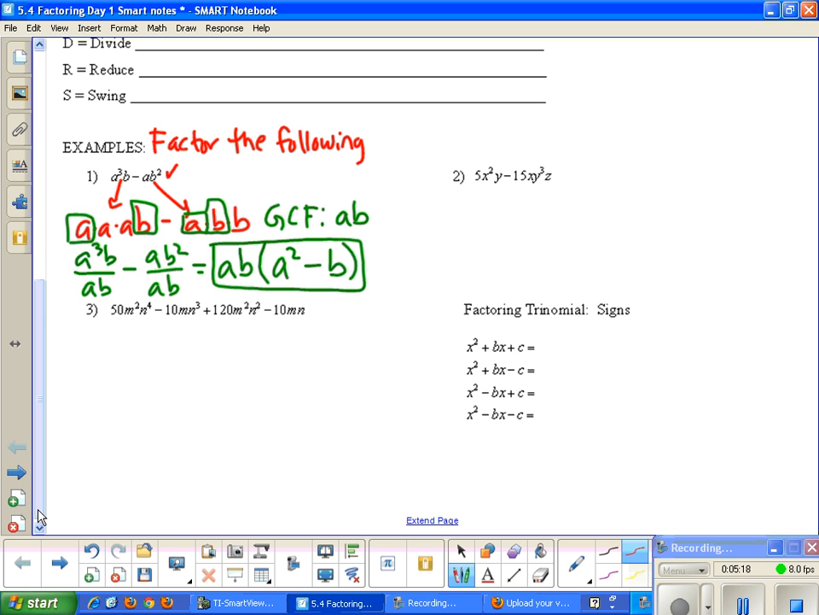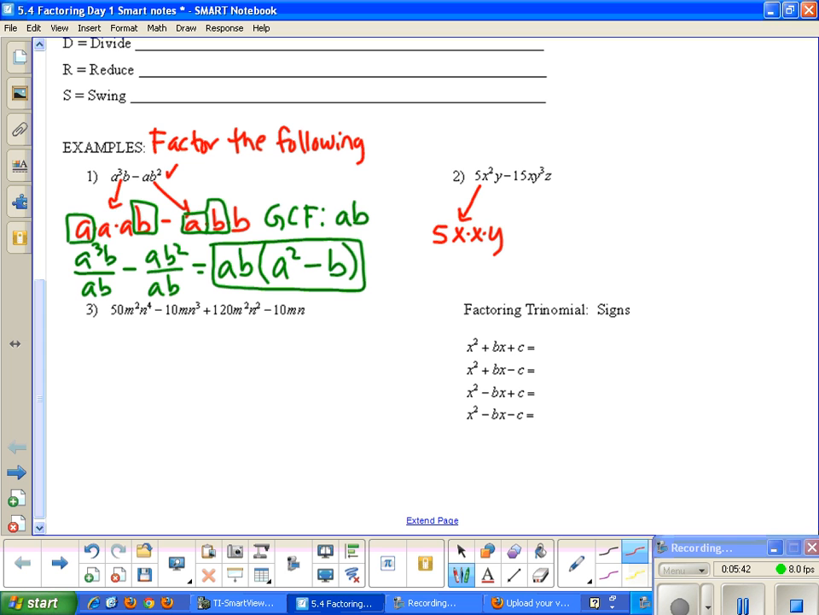5x squared y minus 15x y cubed z. Now, again, we always want to look for our greatest common factor first. So you want to look to see what goes into both of them. One way you can do this, if it helps, is what we did for the first one and write out all the terms. So 5 doesn't factor at all, so 5 times x times y.